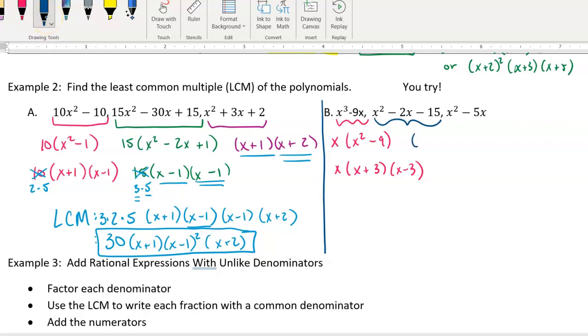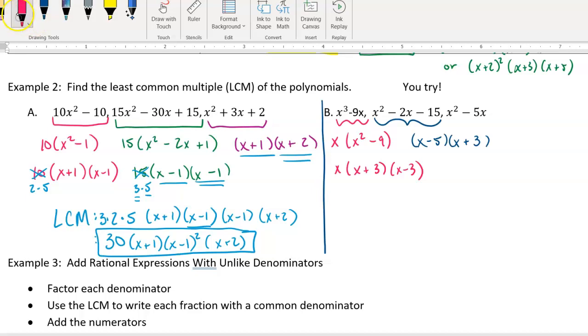So this one, there's no GCF there. So what two numbers multiply together to be negative 15 that add together to be negative 2? Well, the bigger number's got to be negative, so let's try negative 5 and positive 3. So negative 5 times 3 is negative 15, and negative 5 plus 3 is negative 2.